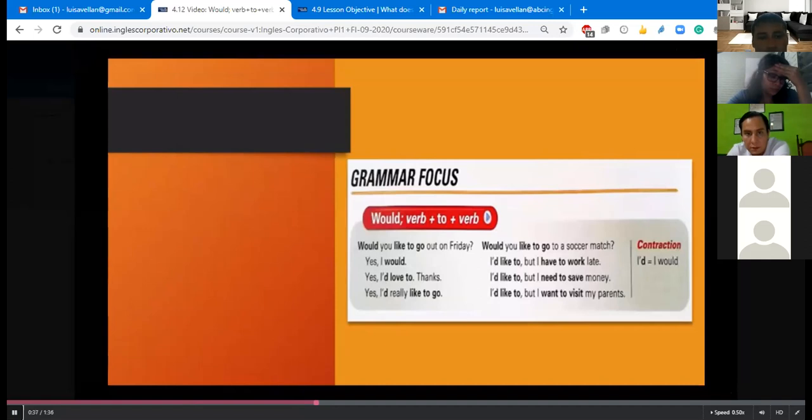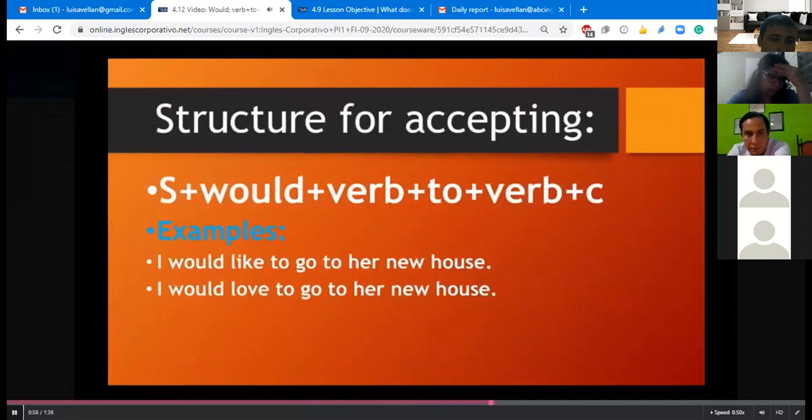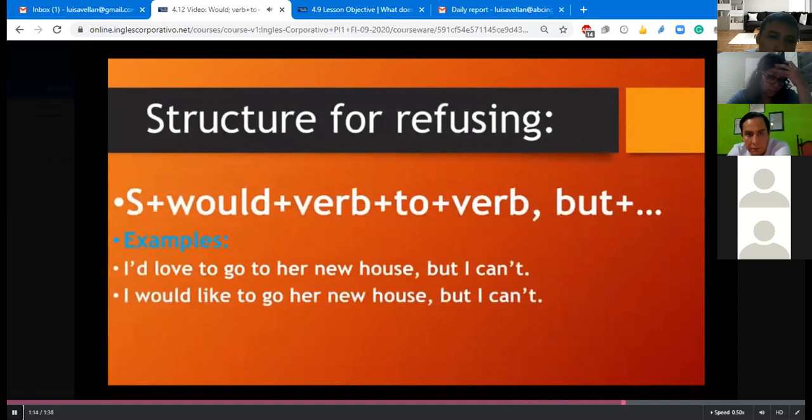Would you like to go to a soccer match? I'd like to, but I have to work late. I'd like to, but I need to save money. I'd like to, but I want to visit my parents. Contraction. I'd equals I would. In order to accept an invitation, we need to follow the structure. Subject plus would plus verb plus to plus verb plus complement. Examples: I would like to go to her new house. I would love to go to her new house. And when we need to refuse an invitation, we need to follow this structure. Subject plus would plus verb plus to plus verb, comma, but plus. Examples: I would love to go to her new house, but I can't. I would like to go to her new house, but I can't.